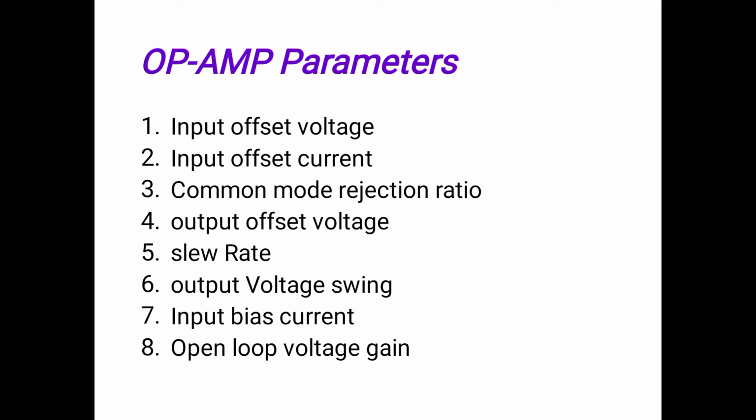And going to op-amp parameters, we have 8 types. In that, first one is input offset voltage. Second one, input offset current. Third one, common mode rejection ratio. Fourth one, output offset voltage. Fifth one, slew rate. Sixth one, output voltage swing. Seventh one, input bias current. And finally, eighth one, open loop voltage gain.